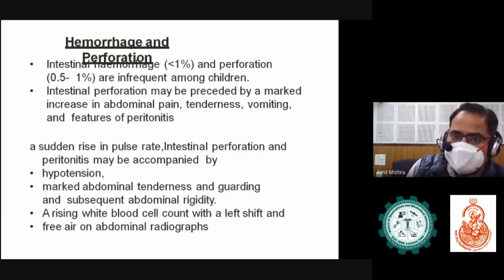The major complications are hemorrhage and perforation. The intestinal hemorrhage, which is less than 1%, and the perforation, which is less than 0.5%, are infrequent, but they are important complications. Increase in abdominal pain, tenderness, vomiting, and features of peritonitis. A sudden rise in pulse rate, intestinal perforation, and peritonitis may be accompanied by hypotension, marked abdominal tenderness, guarding, and subsequent abdominal rigidity.